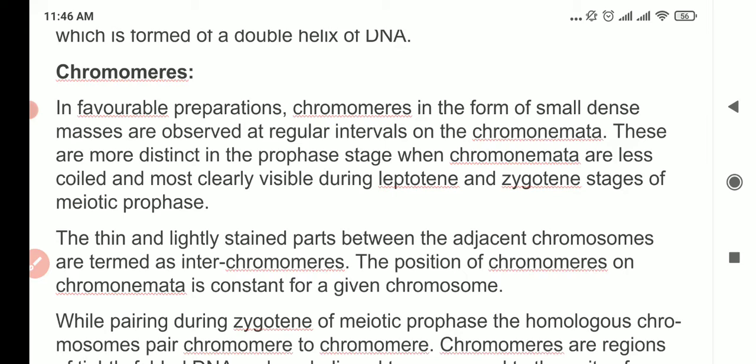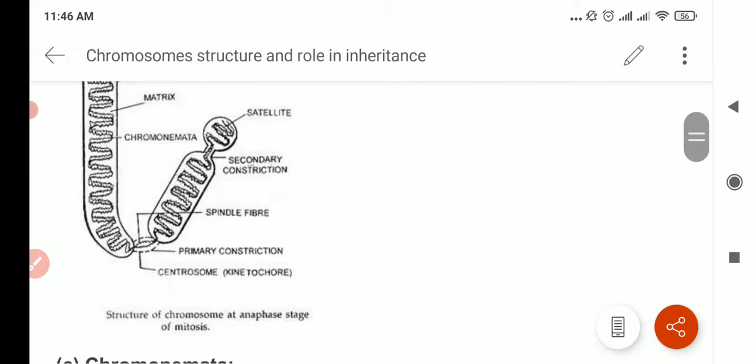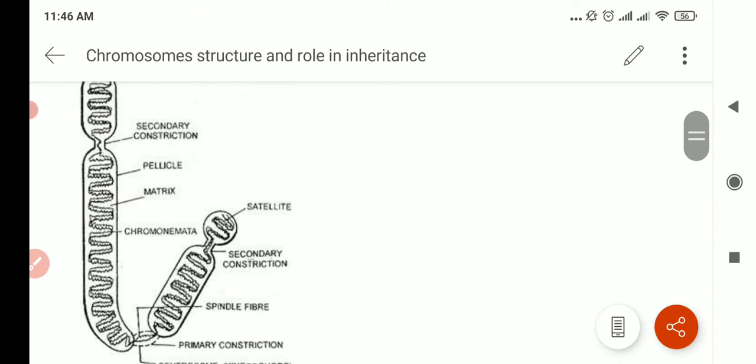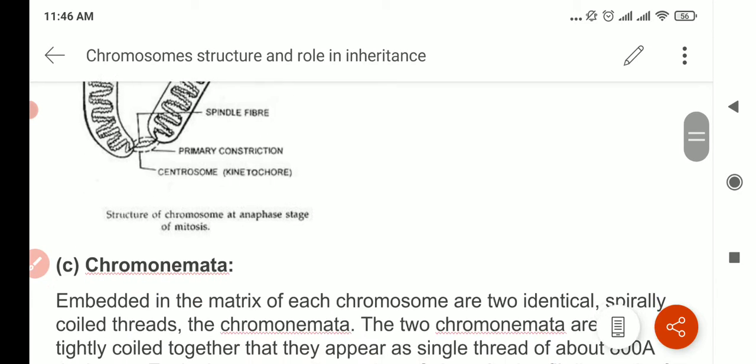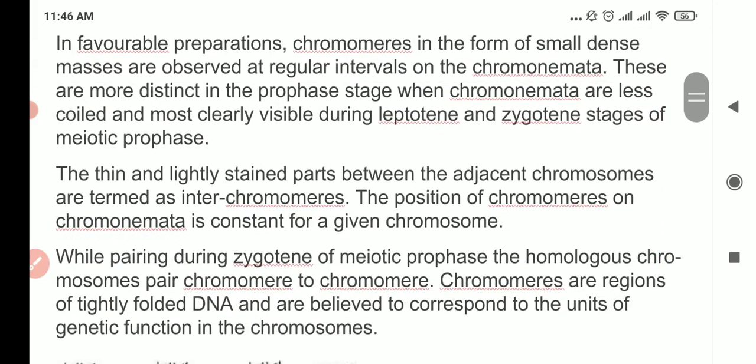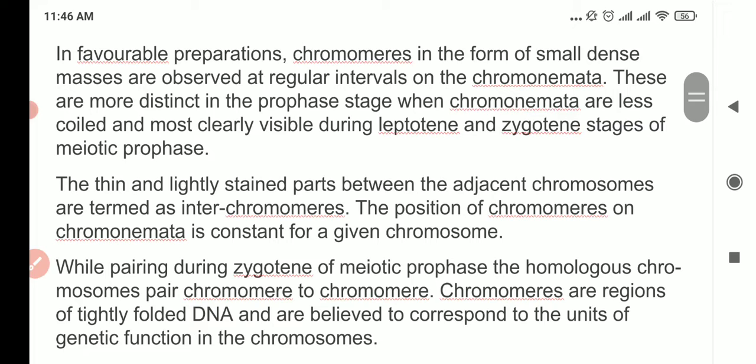Chromomeres, not centromere, chromomeres, are in the form of small dense masses that you can see on the chromanemata. Let's look at the image. These are more distinct in the prophase stage, where the chromanemata are less coiled and more clearly visible, during the leptotene and zygotene stages of the meiotic prophase.